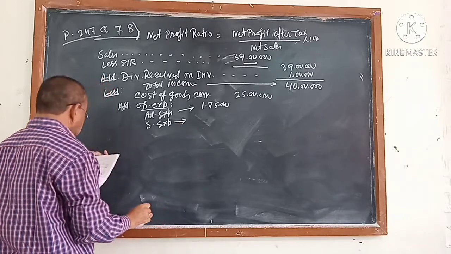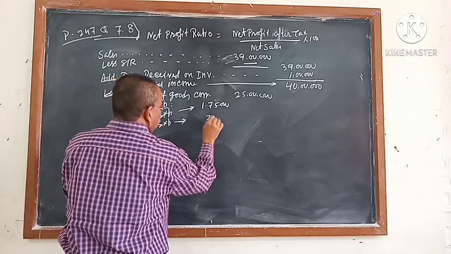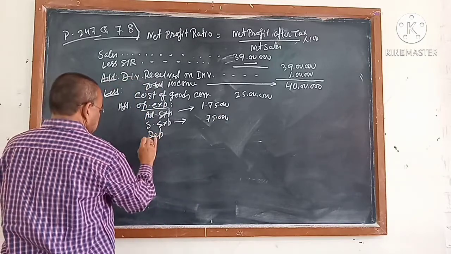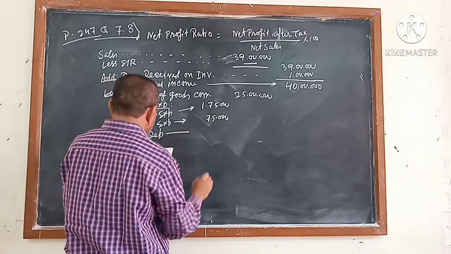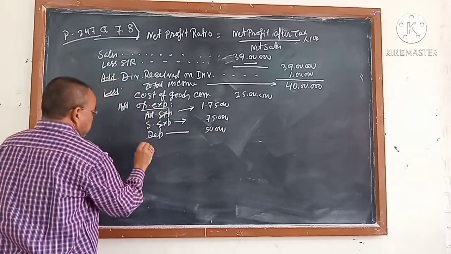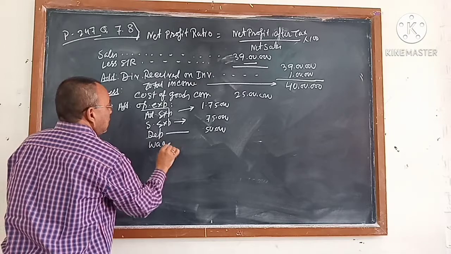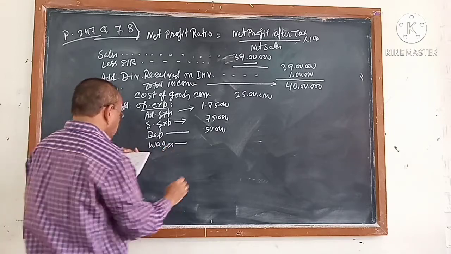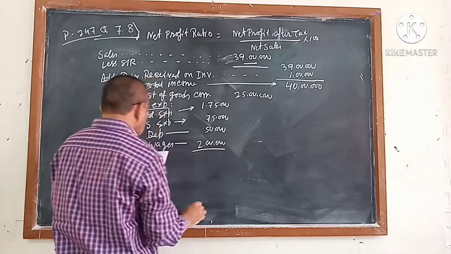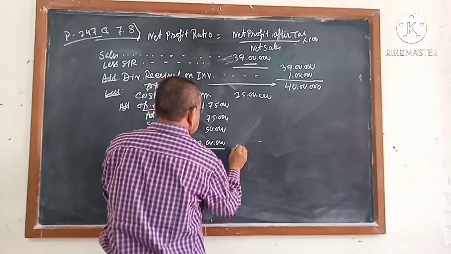Next, sales expense. Sales expense how much? 75,000. It is given in the question. Depreciation how much? 50,000. And wages. These all are the expenses which you are getting from your book, and if you add them, you will get 5 lakh.